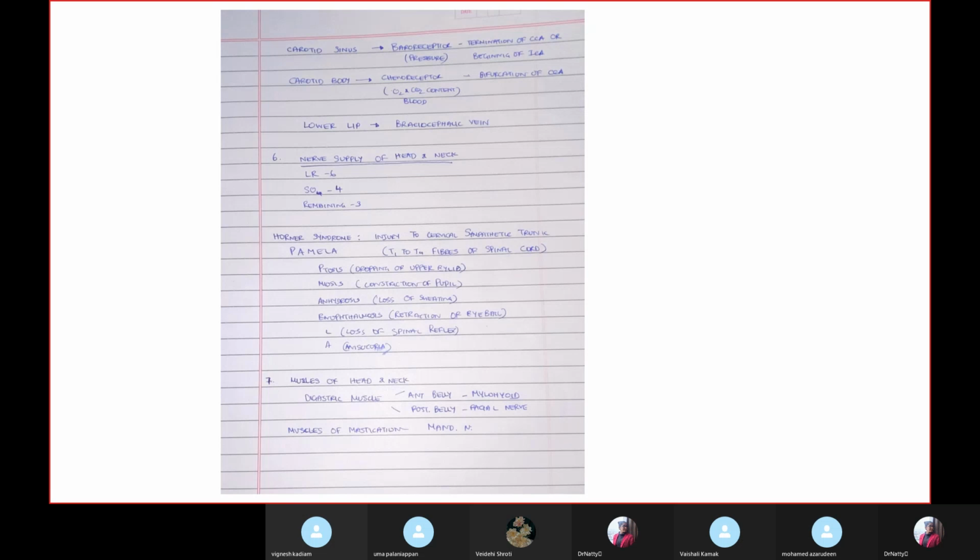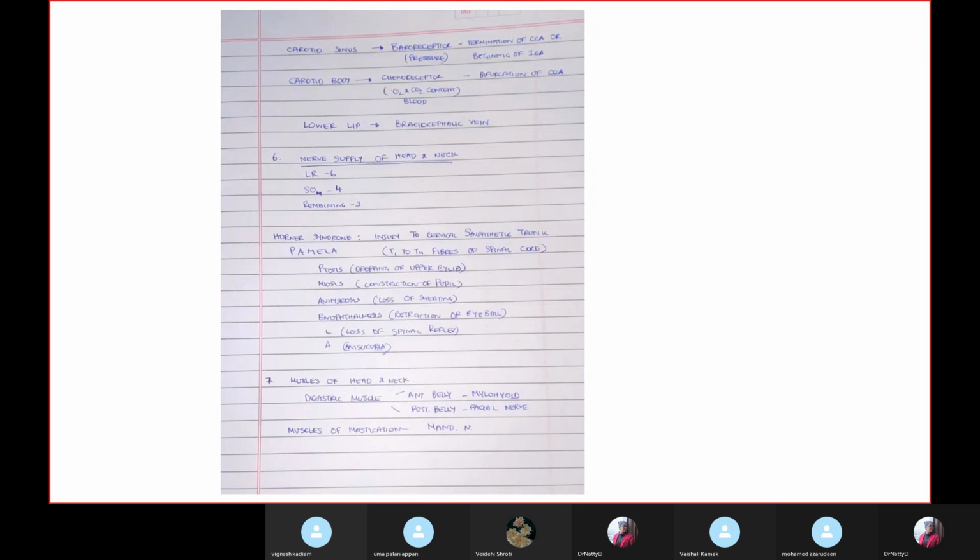Apart from that, one more condition where ptosis is present, ptosis is drooping of upper eyelid, it is present in Horner syndrome. Horner syndrome is due to injury of cervical sympathetic chain. Then muscles of head and neck, all the muscles of mastication, they are supplied by mandibular nerve. Then digastric muscle, anterior belly is supplied by mylohyoid nerve, posterior belly is supplied by facial nerve.